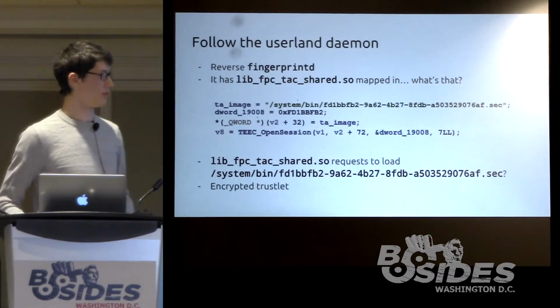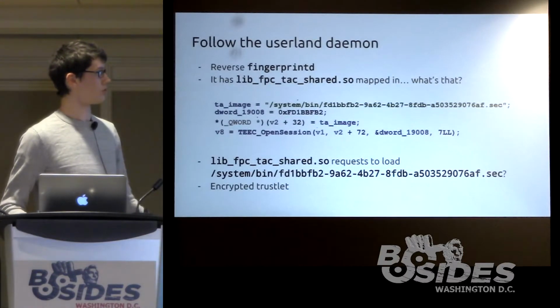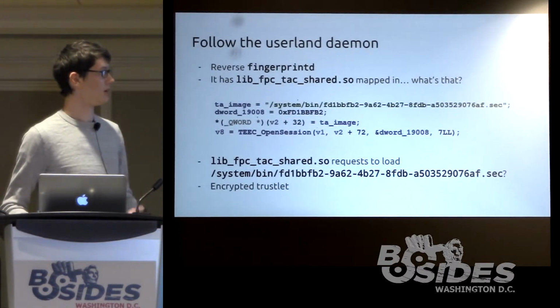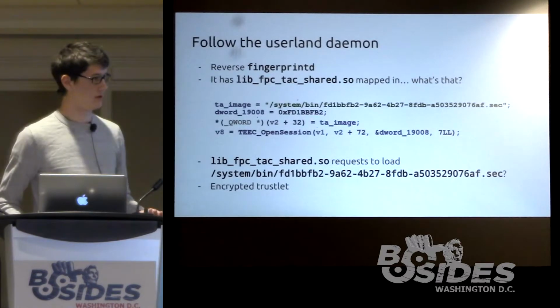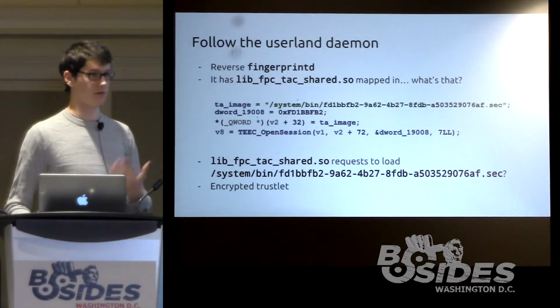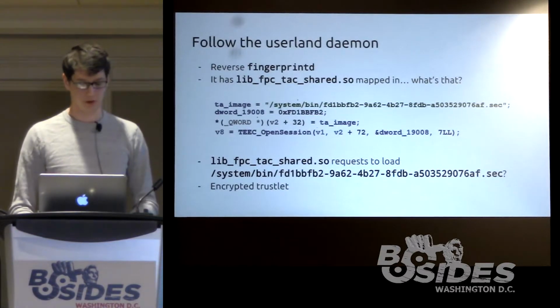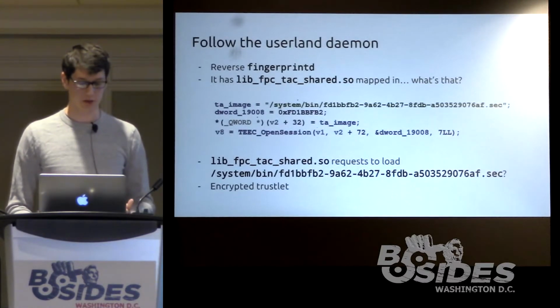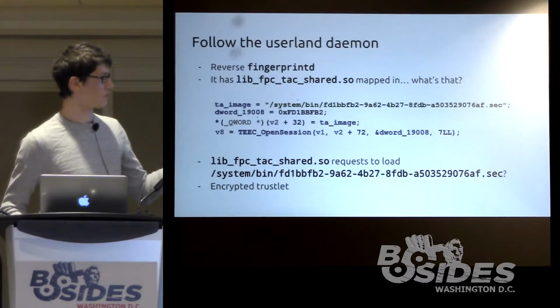So if you look at the memory maps of fingerprintd, we find this thing interesting which says lib fpc tac shared. Now tac sounds like trusted agent something, and fpc obviously sounds like fingerprint something. I don't know what the C's are, but this looked interesting to me, so I checked it out. And of course what we see here is something that resembles Huawei's TrustZone API.